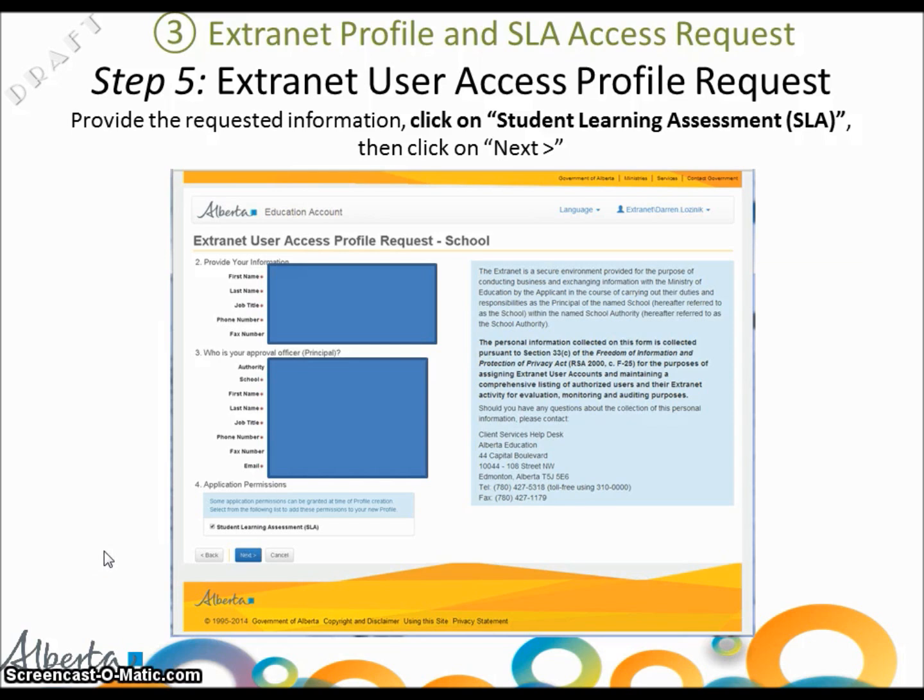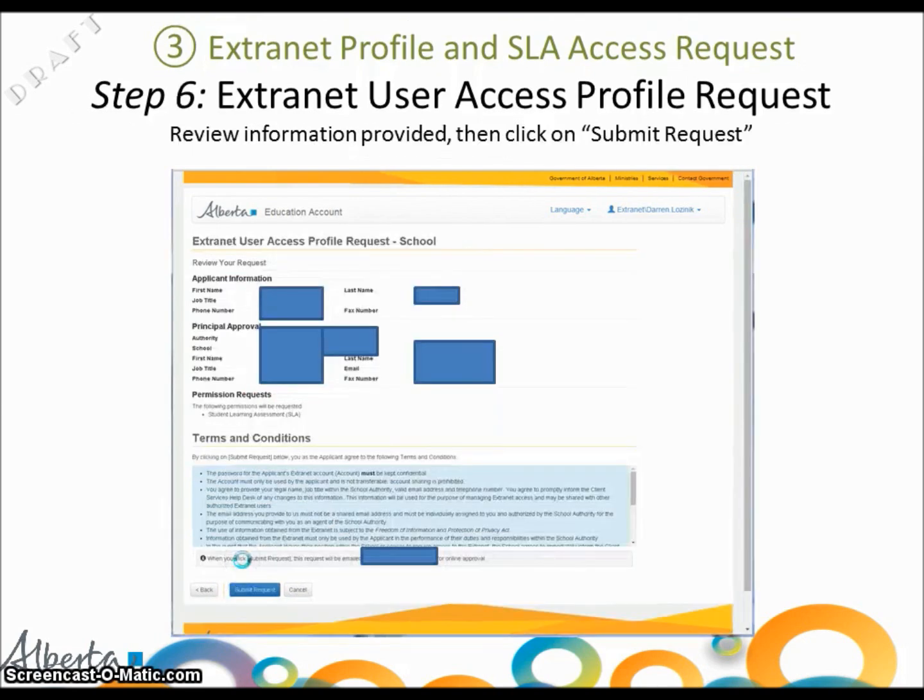Provide the requested information, so fill out all of your first name, last name, job title, and so on. And then make sure to fill in who your principal is, because this is who it will be sent to in order to approve access to the student learning assessments. And then it's very important at the bottom to check mark student learning assessments. Then go ahead and click Next. Review the information that you typed in, make sure it's all right, and then hit Submit Request.